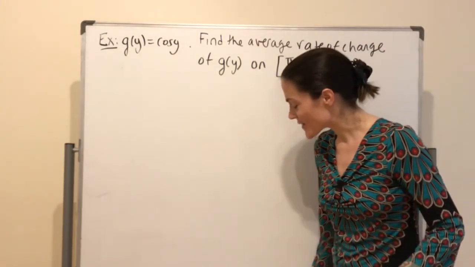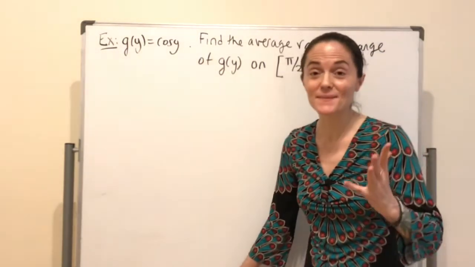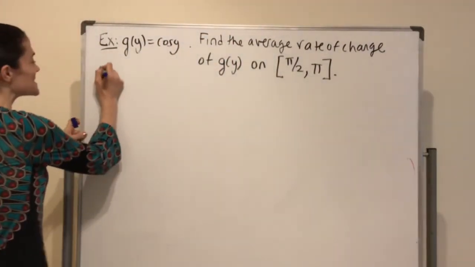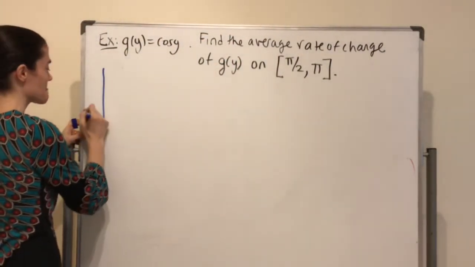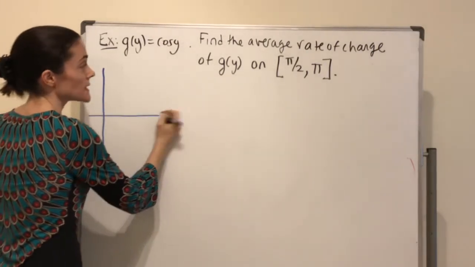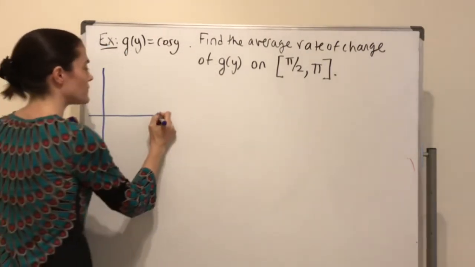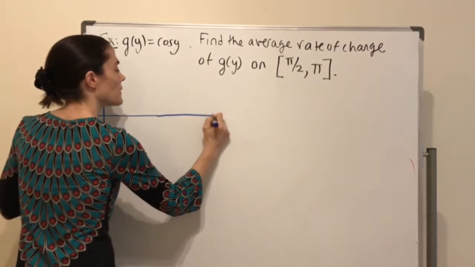Here's another example, the cosine. And this is another great function to remember first day. Okay, what does the cosine look like? Well, let's see. We want the average rate of change from pi over 2 to pi, so I will just graph it from 0 to 2 pi.